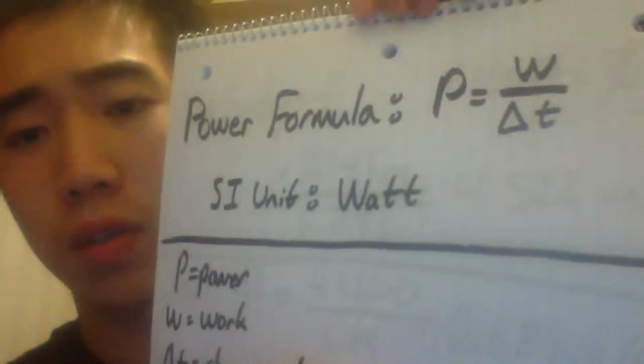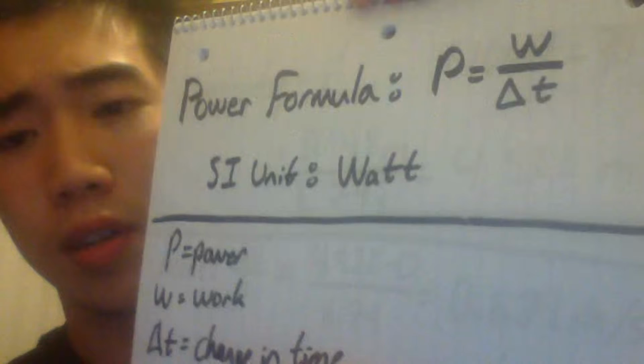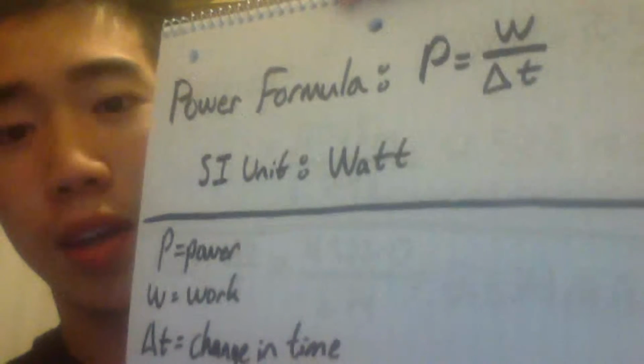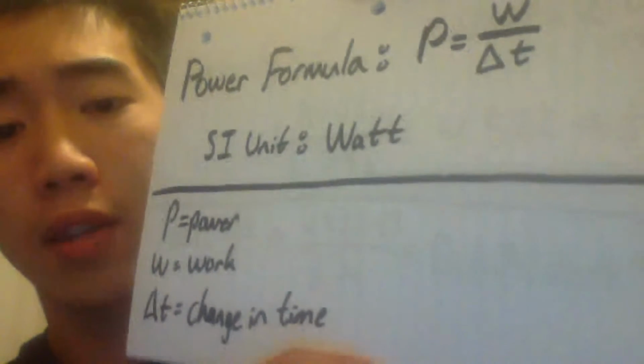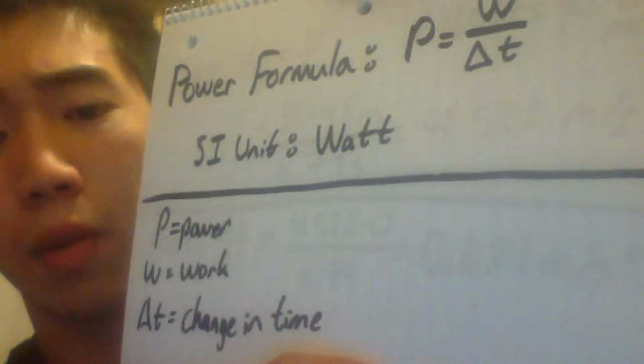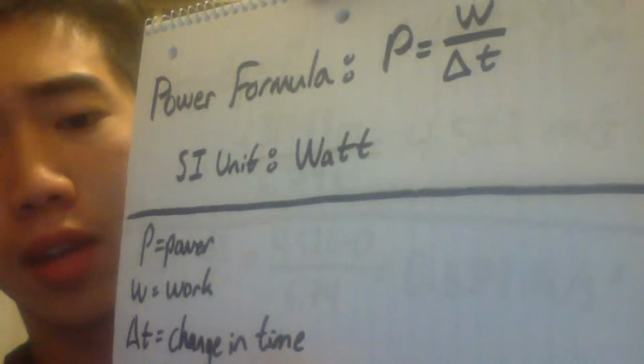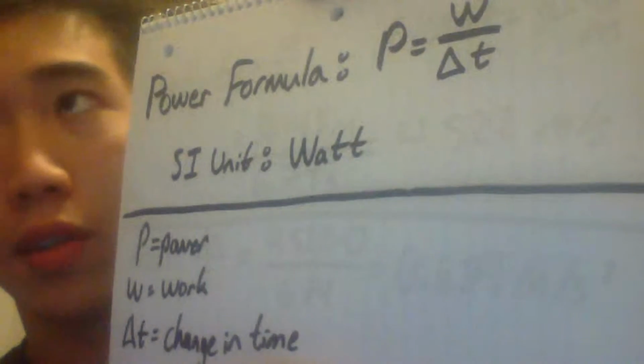To start off, work or power is defined as the rate at which work is done. The equation for power is shown here: P equals W over delta T. And the SI unit for power is the watt. The P stands for power, the W stands for work, and delta T stands for change in time.